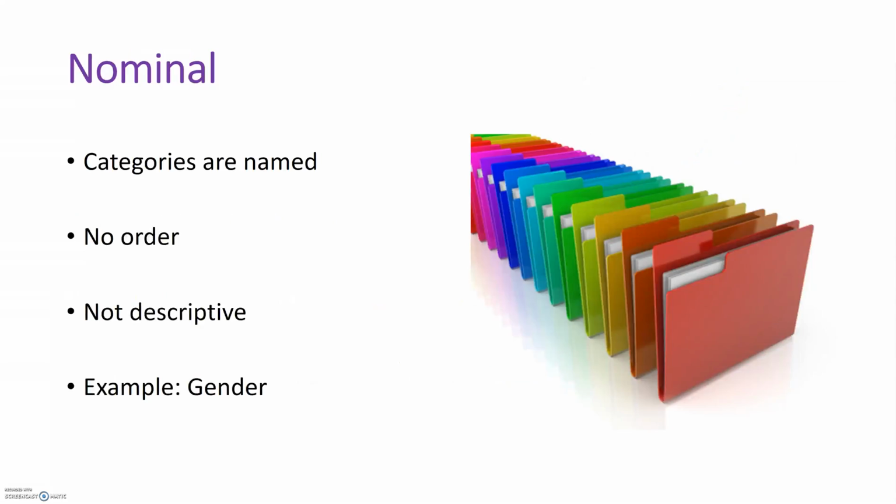The next one is nominal. So the categories are all named, there's no order to it, and it's not descriptive. An example for this could be gender, or another example could be eye colour. So they're just put in categories, and you don't know much about them.